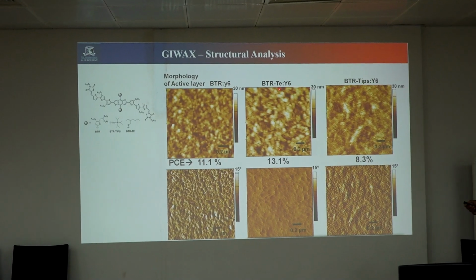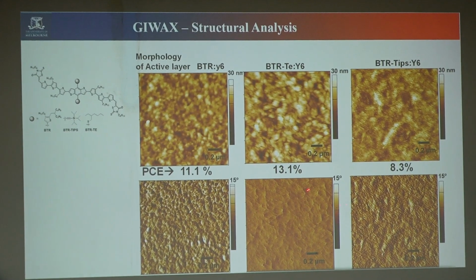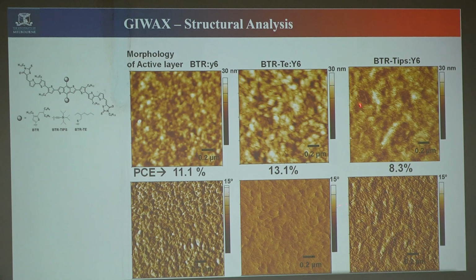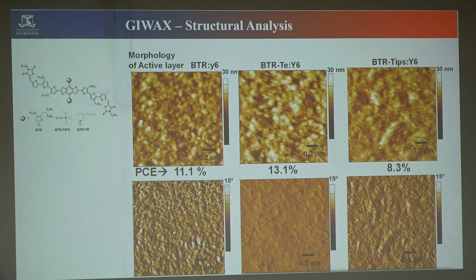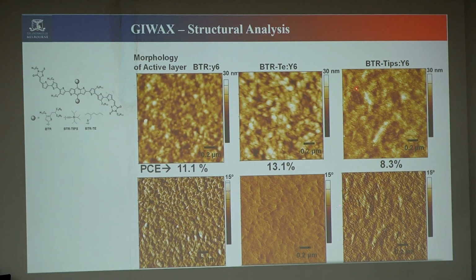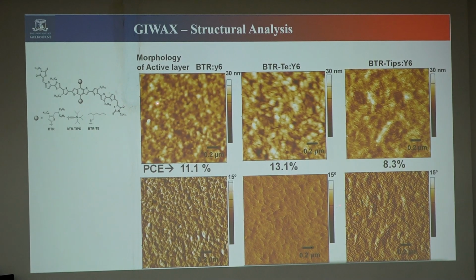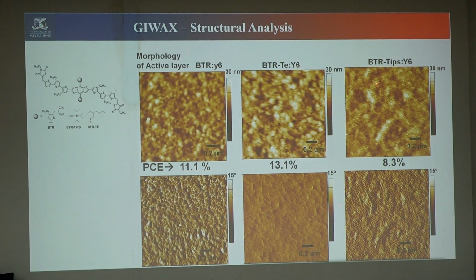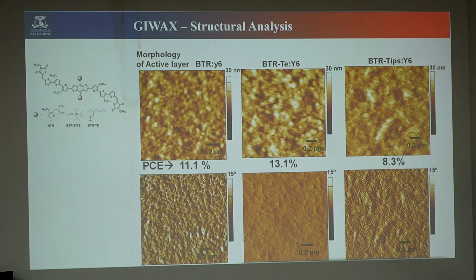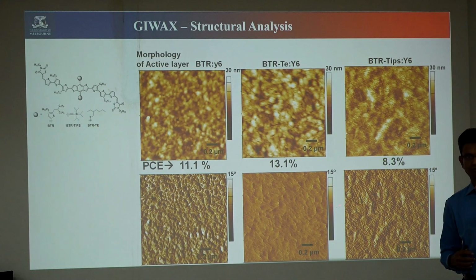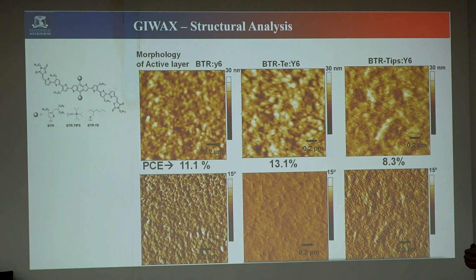When you have the thiophene one, we have some elongated type of morphology. But when it comes to BTR-Y6 with tips, the morphology is spread out and the domain size is very small. Here there is a bigger domain, like 30 nanometers. A smaller domain is always good, but too small is also not good, because in this domain the exciton is created: the light is absorbed, and after absorbing light it creates an exciton.